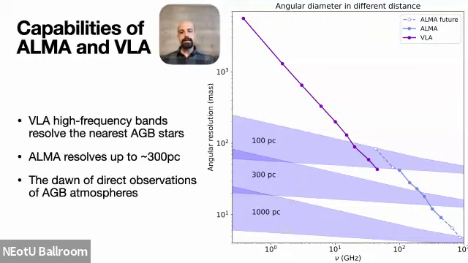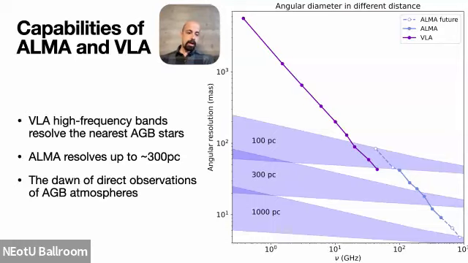We produce synthetic images, and assuming different distances for the objects, we can measure the radius of these stars. The blue regions here, which are labeled with each distance, show the extent of these radii for various models as a function of frequency. Based on the comparison with the resolving capabilities of the instruments shown here, VLA lower bands are not suitable for resolving these stars, but higher frequency bands can resolve the nearest AGB atmospheres.